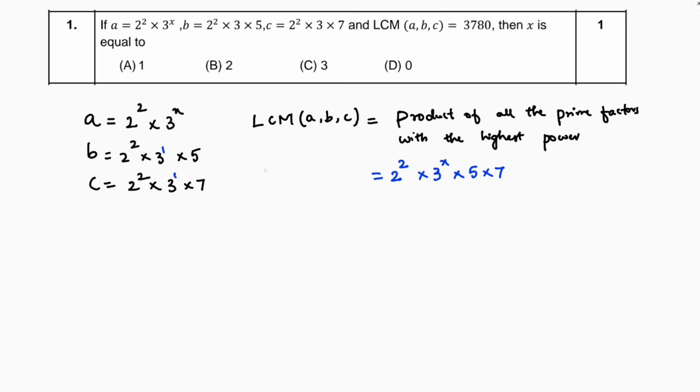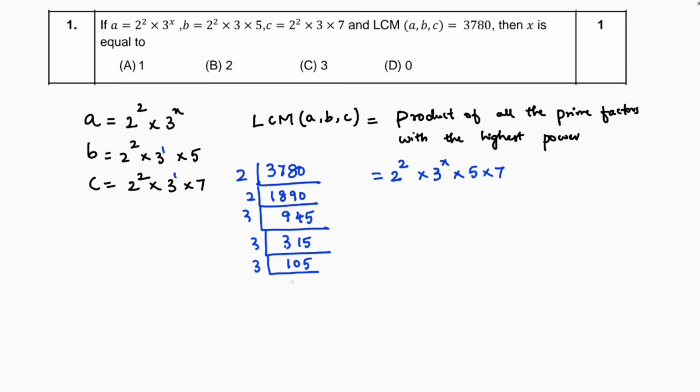So 3780, if you do prime factors for 3780, so 2 times 1890. 1890 divided by 2, again prime factors, so 2 times 945. 3 times 315, 3 times 105, 3 times 35, and 5 times 7. So you got prime factors 2 square, 3 three times, into 5 into 7. So clearly 3 power 3. So the x value is clearly 3. So the correct option here is C.